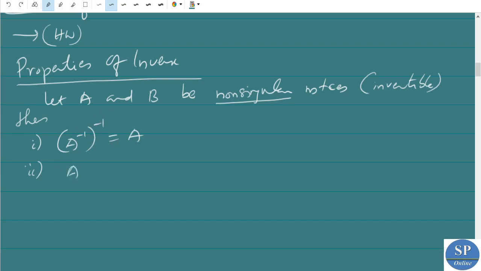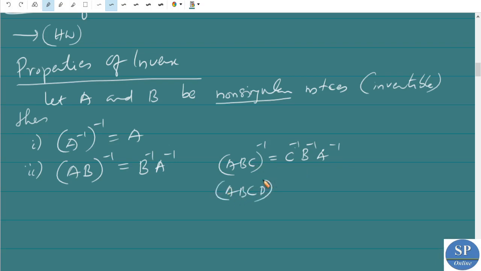Now the second property is: (AB) inverse is equal to B inverse into A inverse. In general, we can prove that (ABC) inverse is equal to C inverse, B inverse, A inverse. If we have matrices A, B, C, D, then (ABCD) inverse is equal to D inverse, C inverse, B inverse, A inverse. So the inverse of the product of matrices is the product of their individual inverses in reverse order. It can be extended to finitely many products of matrices.